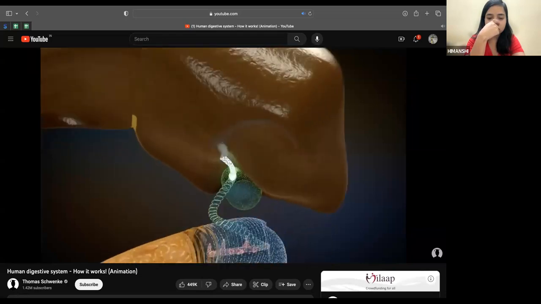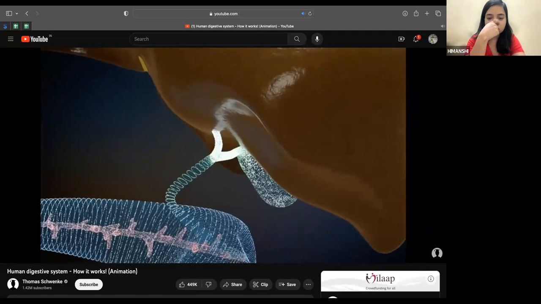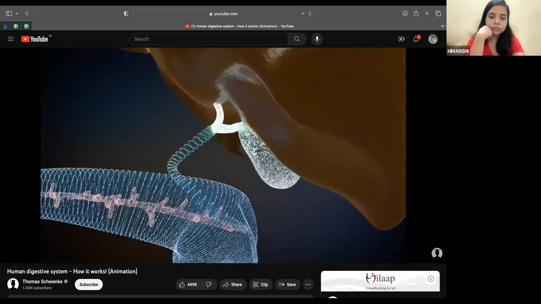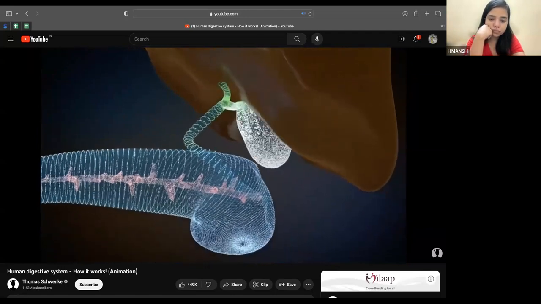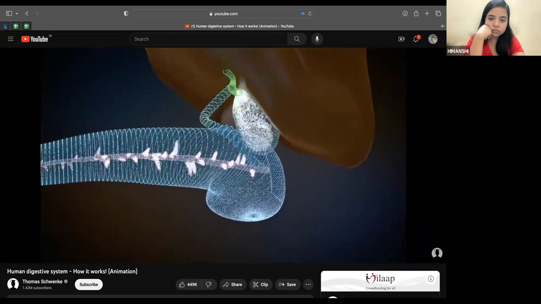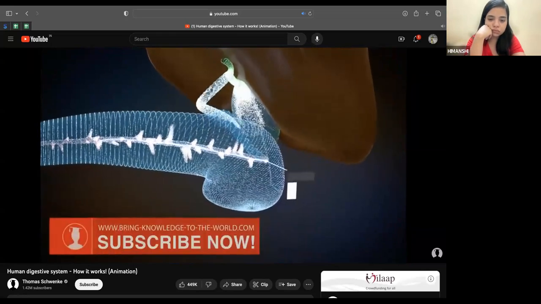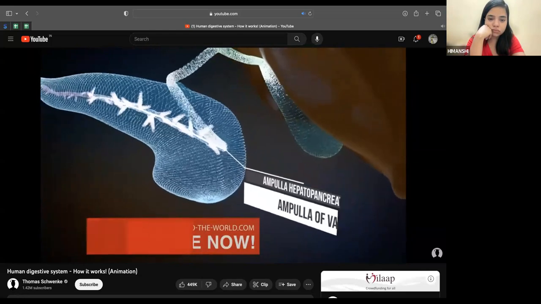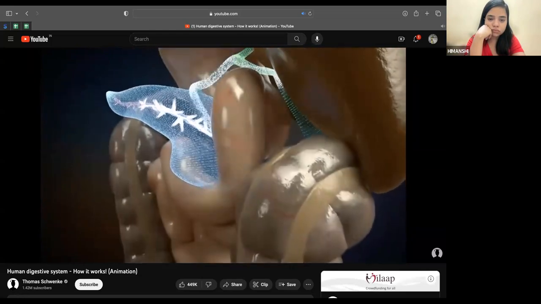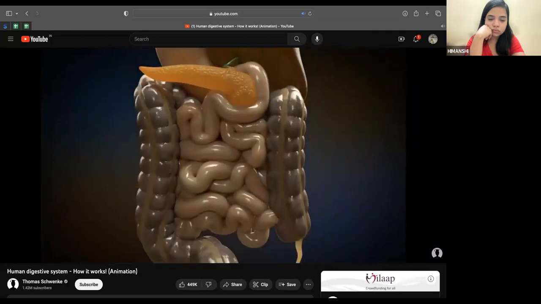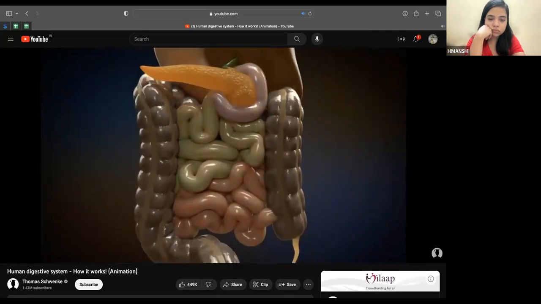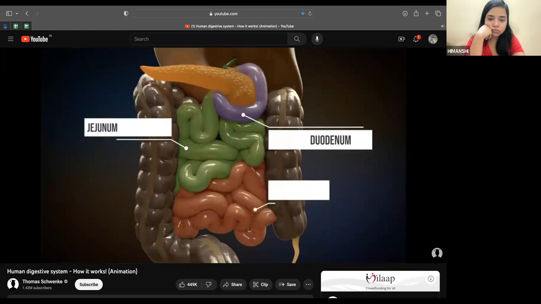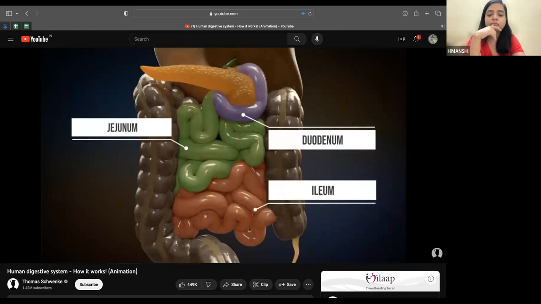Bile is produced by the liver cells and transported to the gallbladder. The bile is stored in the gallbladder and finally added to the food in the duodenum via the ampulla of Vater. The pancreas also releases juice via the ampulla of Vater. The small intestine consists of three sections: duodenum, jejunum, and ileum. The ileum continues into the large intestine in the right lower abdomen.